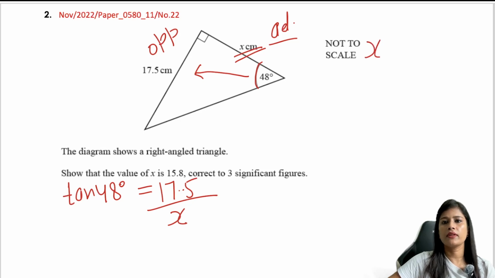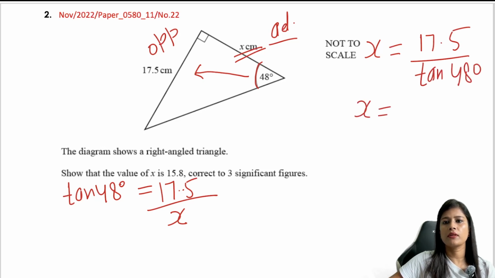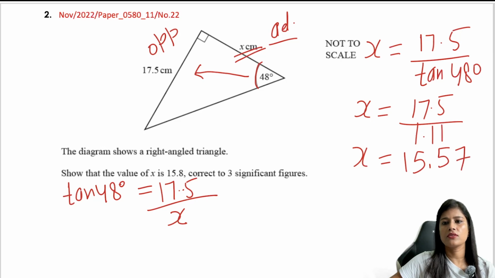So x will be 17.5 divided by tan 48 degrees. So x will be 17.5 divided by 1.11. So x will be 15.57. If I round off to one decimal place, 15.8 centimeters.